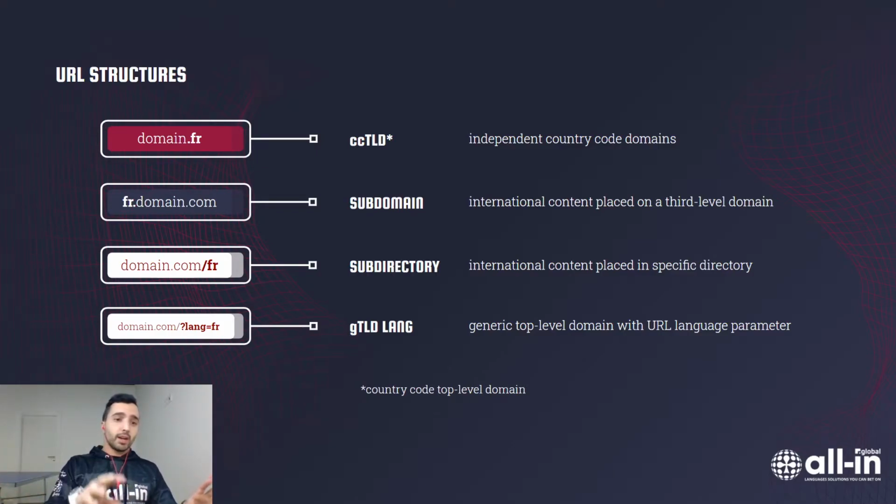You will have one for France, .fr, one for Spain, .es, one for Portugal, .pt, one for the UK, .co.uk. But then again, you will have multiple websites, and you will have to have a very strong team that can manage all these different domains, and at the same time the costs will obviously multiply.